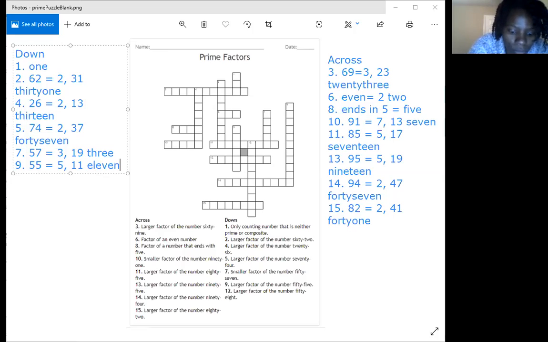Okay. Last but not least, 12 says larger factor of the number 58. 58 is even, so one of the factors is 2. Half of 58 is 29. So we know that the answer is 29.